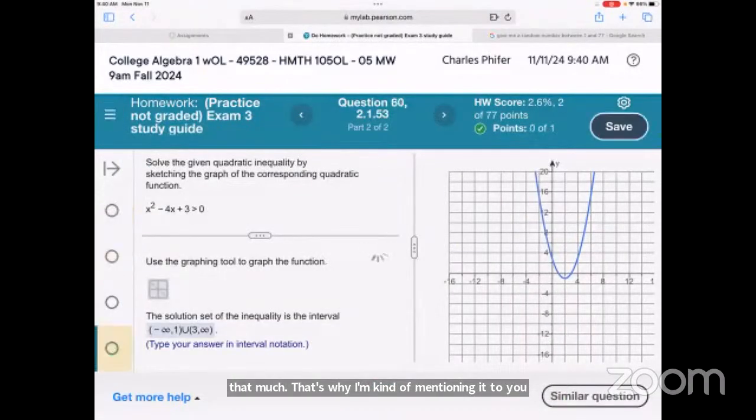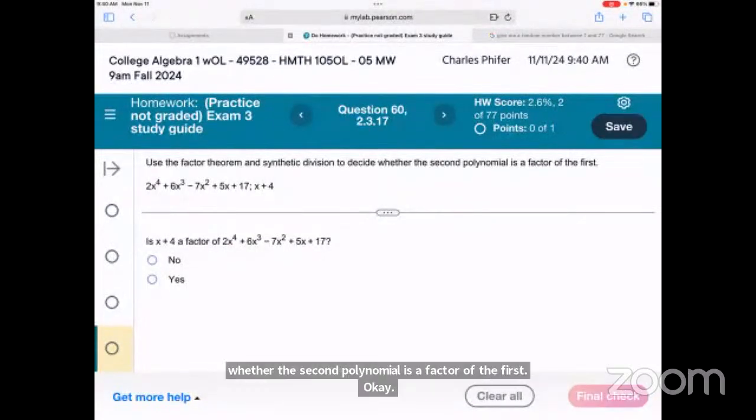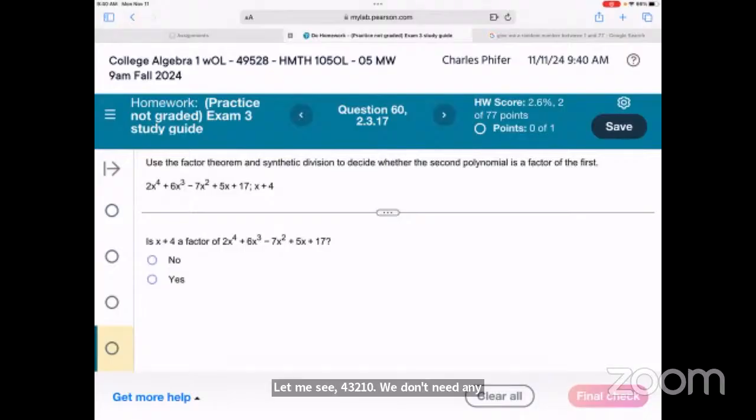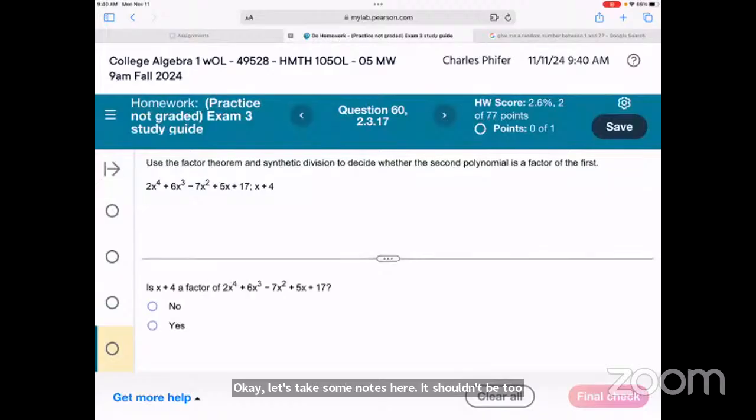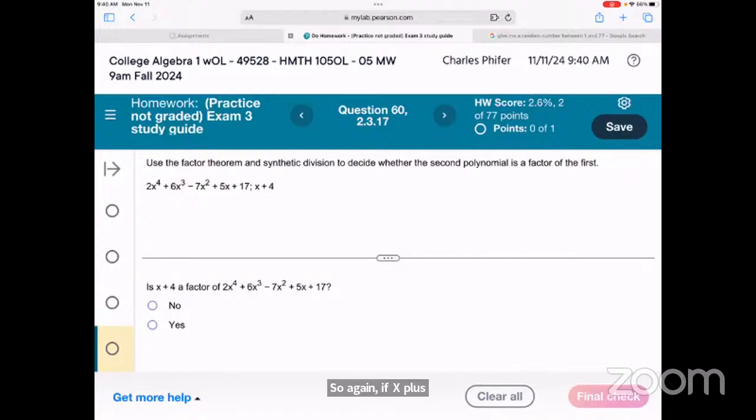Use the factor theorem in synthetic division to decide whether the second polynomial is a factor of the first. Let me see. 4, 3, 2, 1, 0. We don't need any placeholders. Okay, let's take some notes here. So again, if x plus 4 is a factor, that means when we do synthetic division with the potential 0, we should get a remainder of 0. If we don't get a remainder of 0, then it's not a factor.